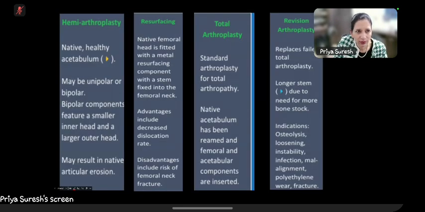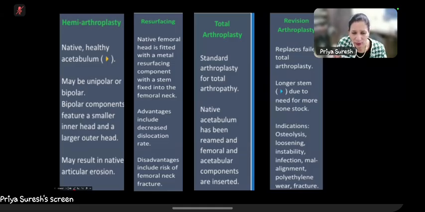So we have looked at hemiarthroplasty. Okay, we have looked at resurfacing, we have looked at total arthroplasty. This is another one. So this is when all this fails and you have to get the revision done. Okay, so hemiarthroplasty, just to revise, so in all the three cases, whether it's unipolar, bipolar, or resurfacing, there's a native healthy acetabulum that you can see. Okay, and like I said, it can be unipolar, bipolar, and the bipolar depends on whether it's an inner head, larger outer head, and the main thing it causes is native articular erosion because you have a native acetabulum.